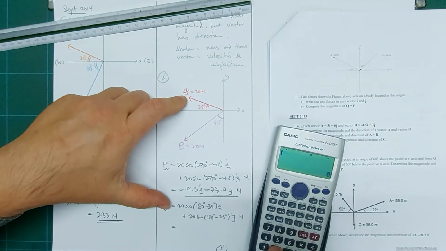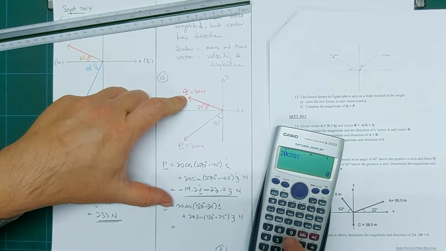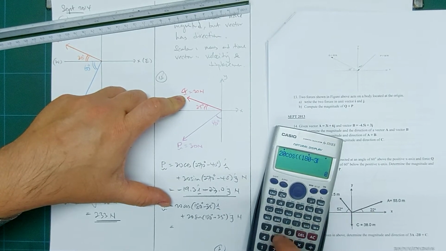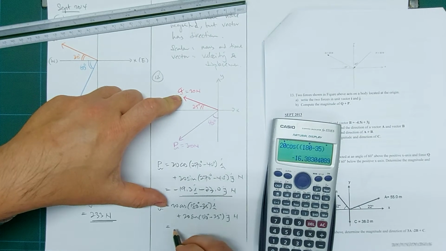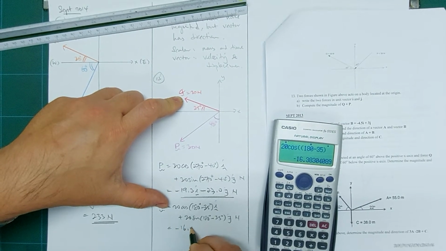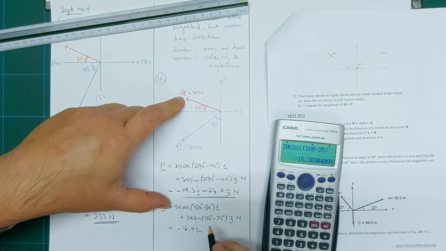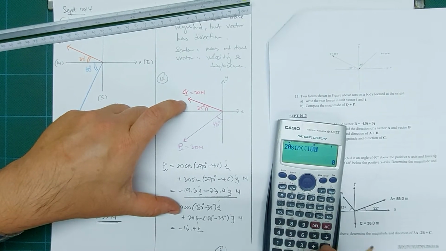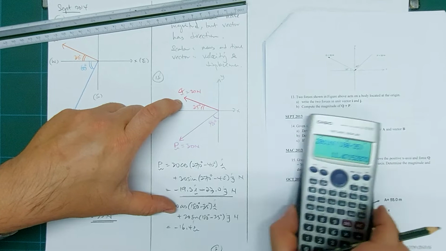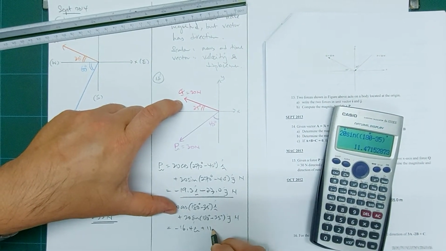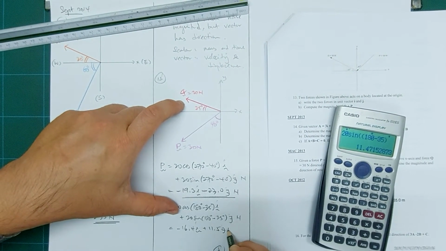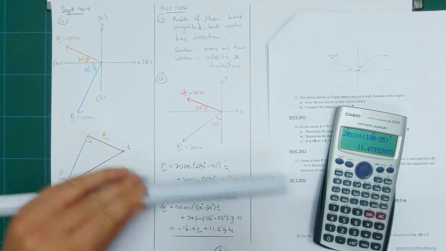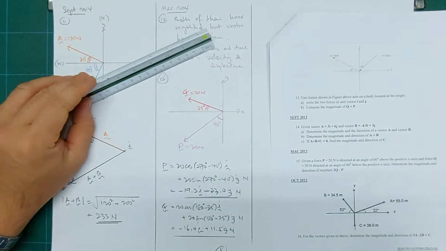Okay, our first answer is 20 cosine, this one 180 minus 35. We have minus 16.4 i. Next one is 20 sine, this one 180 minus 35. So we have positive 11.5 j Newton. Alright, so that is our vector Q.